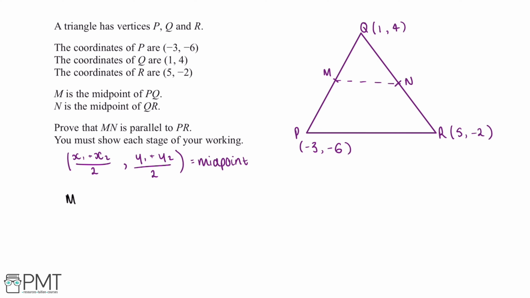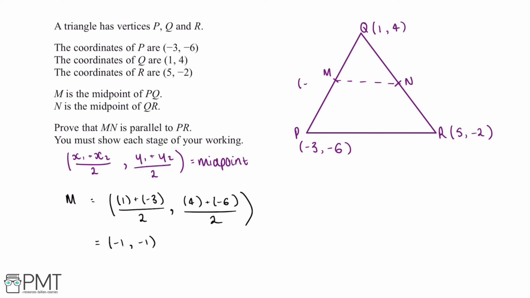So this means that the midpoint of line QP will be equal to 1 plus -3 divided by 2 and then 4 plus -6 divided by 2. And if we work this out, this gives us an x-coordinate of -1 and a y-coordinate of -1. So we therefore know that coordinate M is -1, -1.